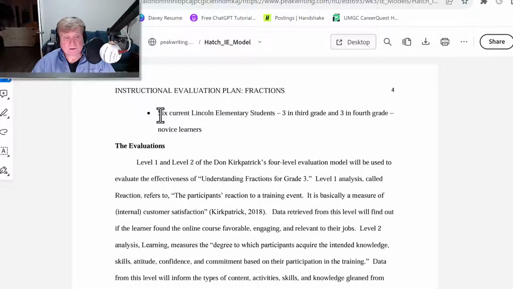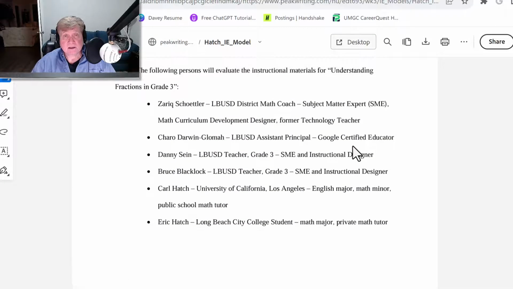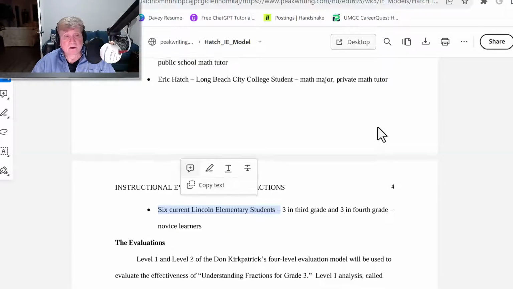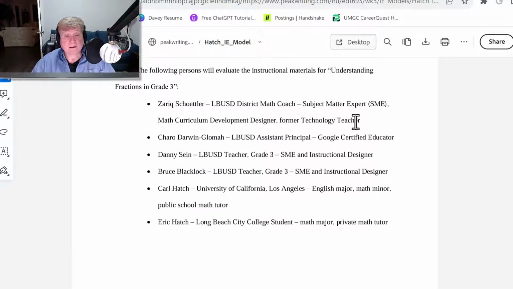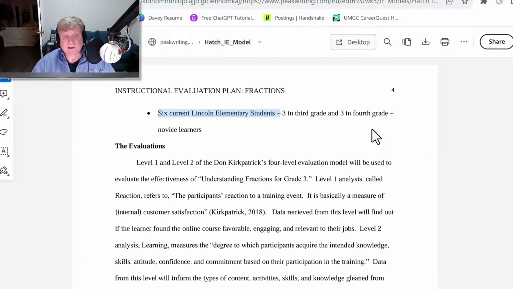And college students, and then we have 6 elementary students. So as you can see, Julie is going to get a wide range of feedback on her site using these instructional evaluation instruments. The same instruments are going to be filled out by the SMEs, the teachers, the administrators, the college students, and the elementary students.